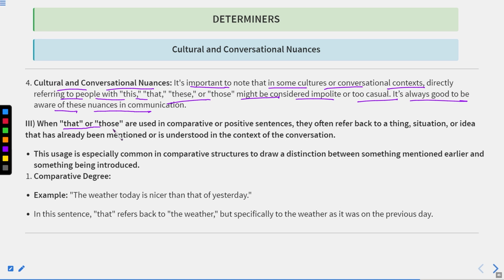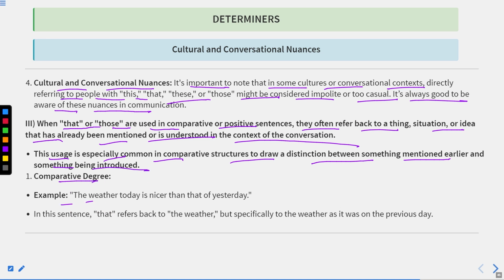When that or those are used in comparative or positive sentences, they often refer back to a thing, situation, or idea that has already been mentioned or is understood in the context of the conversation. This usage is especially common in comparative structures to draw a distinction between something mentioned and something being introduced. Comparative degree. Example: the weather today is nicer than that of yesterday. In the sentence, that refers back to the weather, but specifically which weather it is is not known.